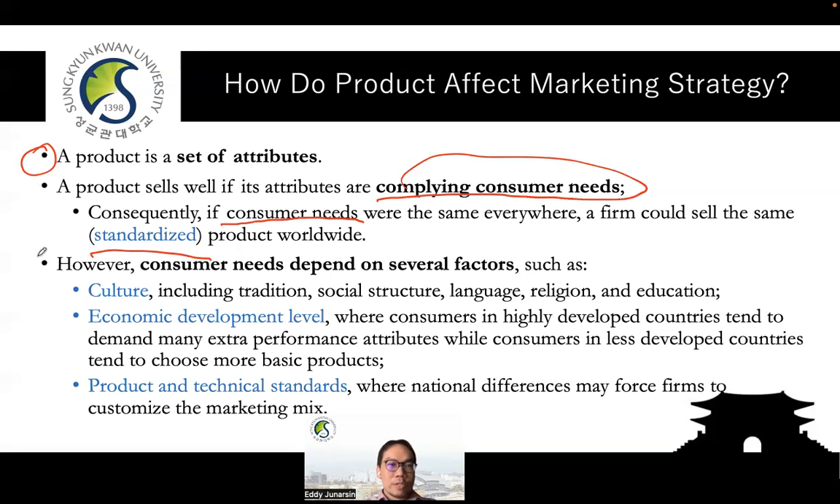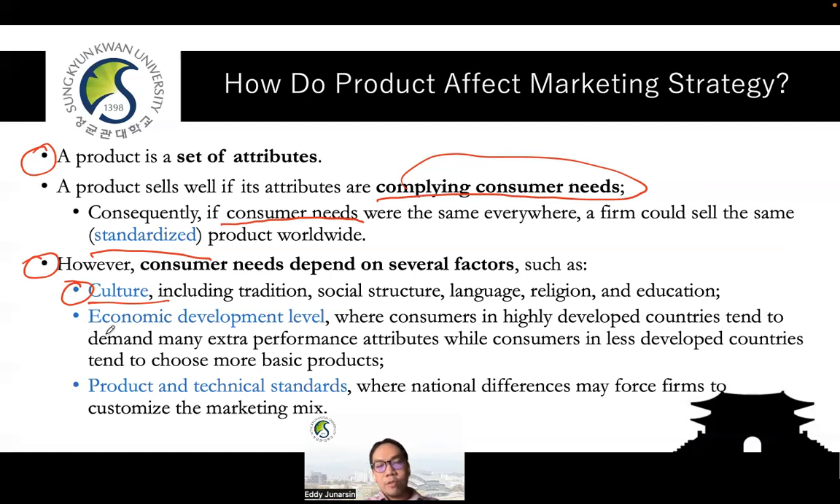And of course, in real life, consumer needs still vary in different places and different segments because of these kinds of factors. Things that we have discussed a lot, like cultural differences, including tradition, social structure, language, religion, education, and so on. They have cultural differences, meaning that we still have to do customization in the product itself, but also in the marketing mix, the way we market the product.